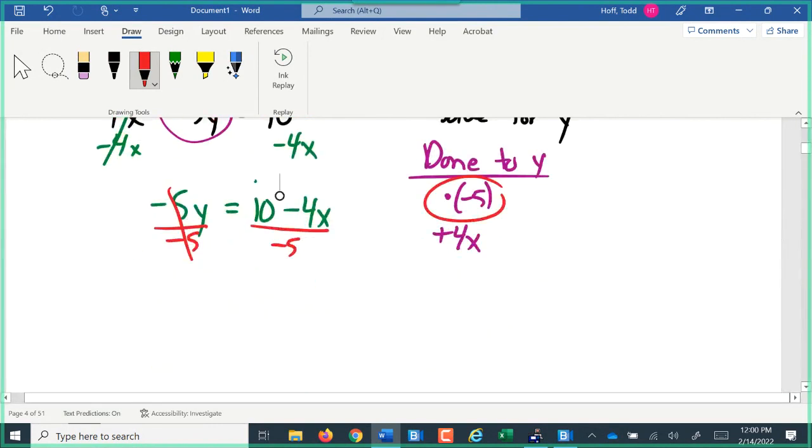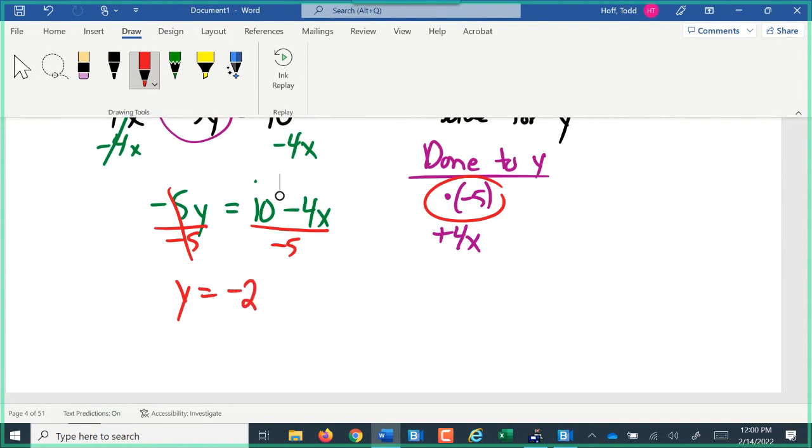So on the left, we have y. On the right, each piece, well, 10 divided by negative 5 would be negative 2. Negative 4x divided by negative 5. Well, first of all, this is a negative divided by negative, which means it's going to be positive. Second, remember we said division and fractions can be kind of interchangeable. Flip back and forth between them rather quickly. 4 divided by 5 can just be turned into the fraction 4/5. We have the x. So y equals negative 2 plus 4/5 x.